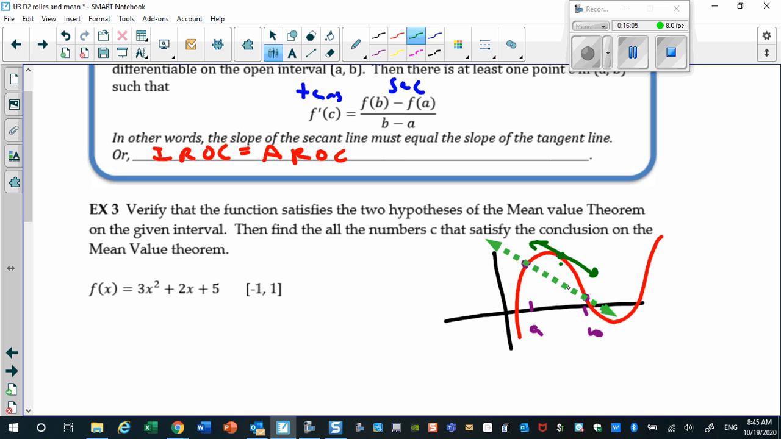I can guarantee that it's there. I just can't guarantee what it is. I can guarantee that it's there. That's what mean value theorem says.